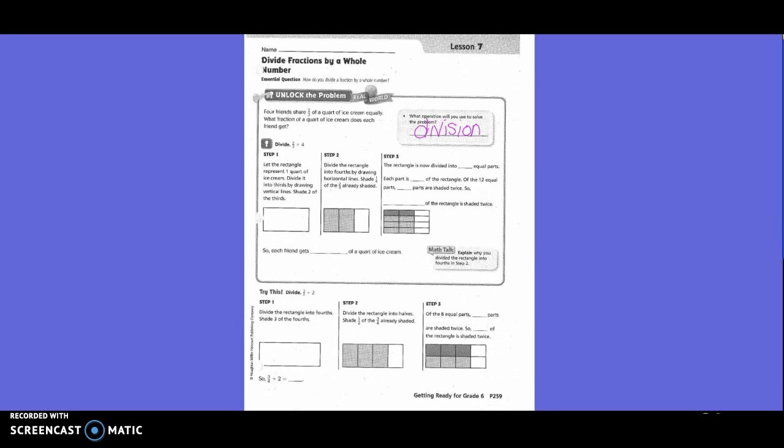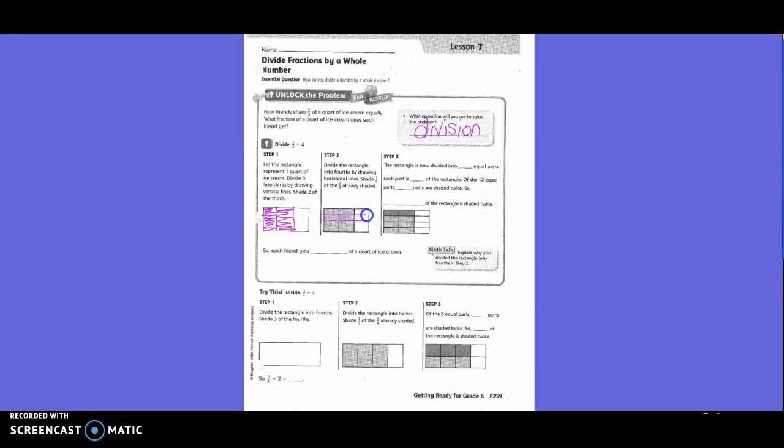So they went ahead and drew 2 vertical lines, broke it into 3 parts, and then colored in 2 of those 3 parts. The rectangle is now divided into 2 and shaded in. Then, how many do we need to break this into? Into 4, right? 4 horizontally.